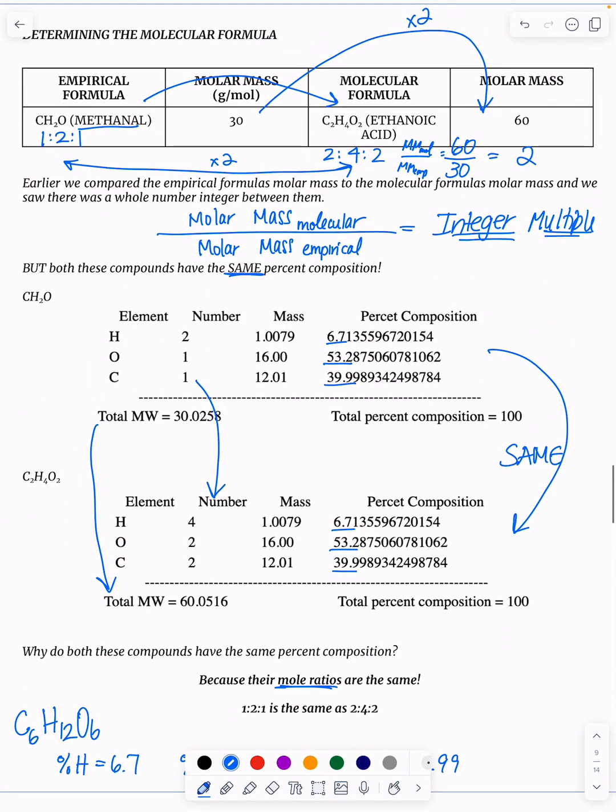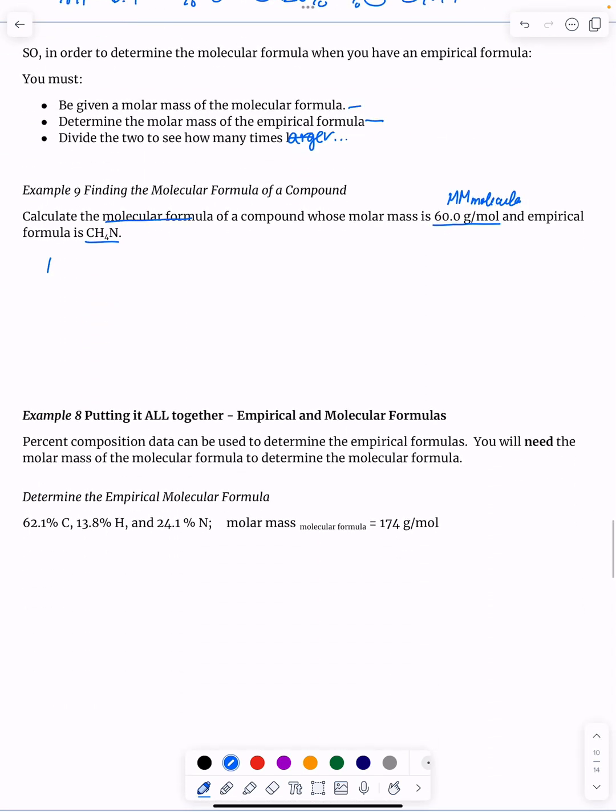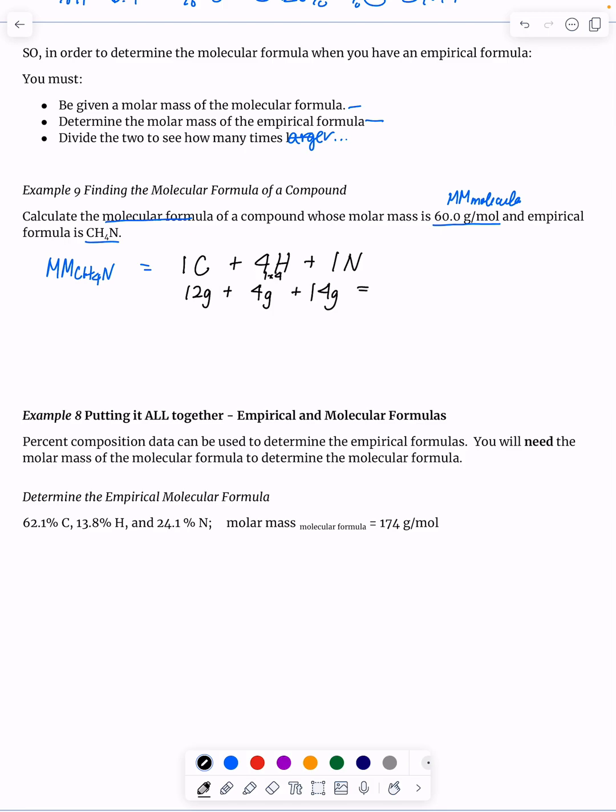Well, we wrote before that if I want to figure out how many times larger my molecular is than my empirical, I need to divide by some molar masses. So let's get the molar mass of CH4N. We've done something like this already. Well, that means that for this compound, there's one carbon, 4 hydrogens, 1 nitrogen. Carbon is 12 grams. Hydrogen is 1 gram. 1 times 4 is 4. Nitrogen is 14 grams. 14 plus 4 plus 12, that's 30 grams per mole.